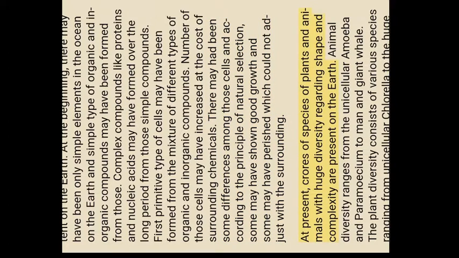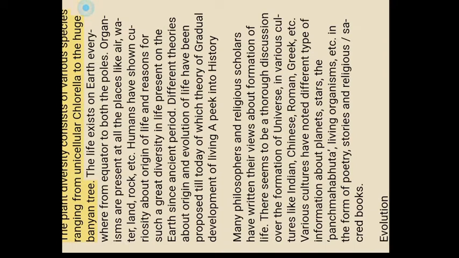At present, crores of species of plants and animals with huge diversity regarding shape and complexity are present on the Earth. Animal diversity ranges from the unicellular amoeba and paramecium to man and the giant whale. The plant diversity consists of various species ranging from unicellular chlorella to the huge banyan tree. Life exists on Earth everywhere from the equator to both the poles. Organisms are present at all places like air, water, land, rock, etc.